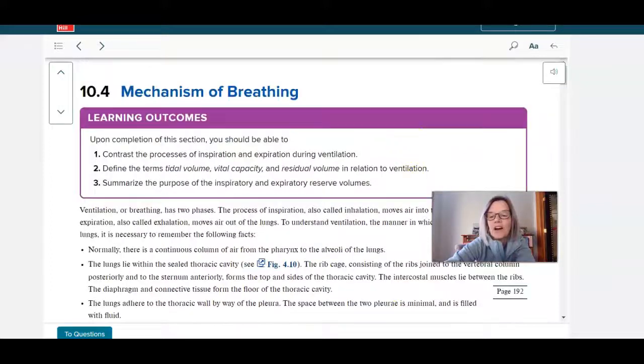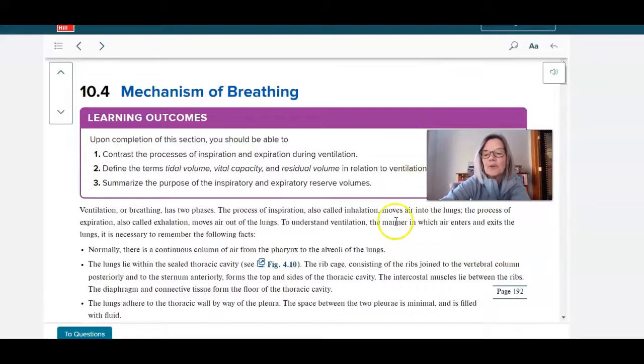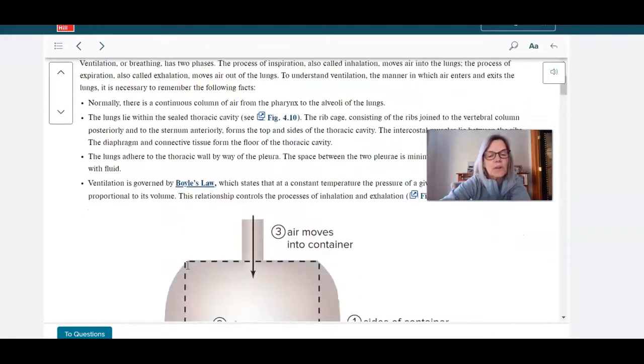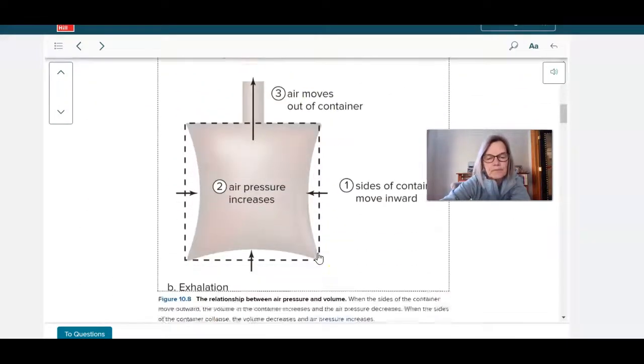Hi everyone. We're on the third lecture, third part of the respiratory system, and I'm on section 10.4. There are some interesting things here. It's good background to read. Remember we said ventilation is what we call inspiration and expiration, or inhalation and exhalation. It does a little review, so you might want to look that over.